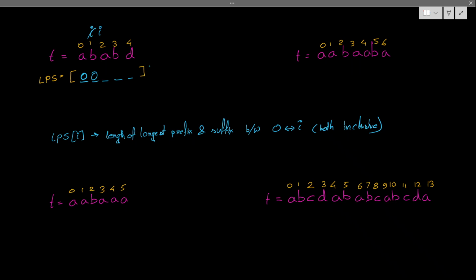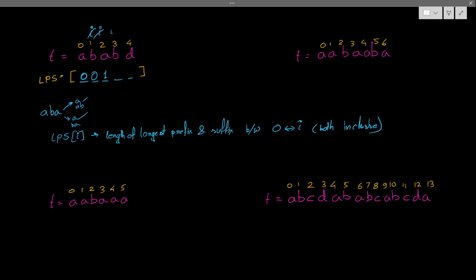Whenever I come to the second index, the string becomes A, B, A. The prefixes are A, AB. Suffixes are A and BA. What is common? Actually, you can see A is common. So this A is common with this A. So that's why this place, the longest one, becomes 1. Okay, fine.